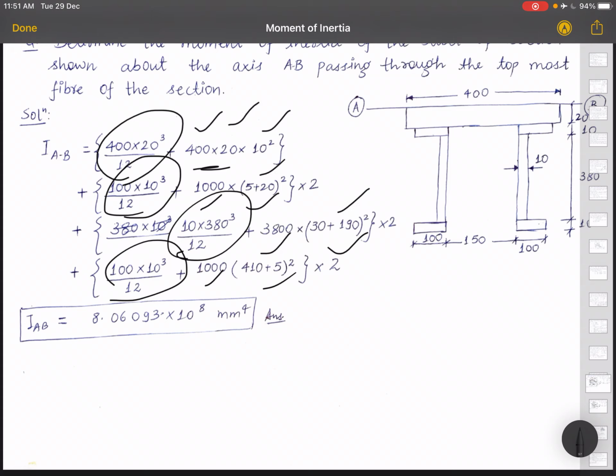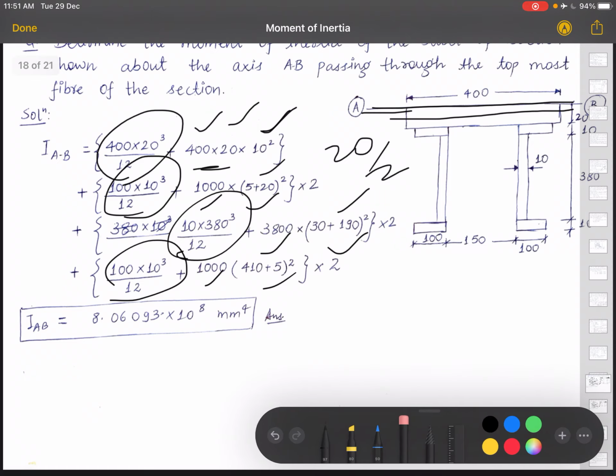So d is what? The distance between AB and their respective centroid. So as you can see, 10 it is coming. So 10 is nothing but 20 by 2, at the midpoint. So similarly you can proceed further.